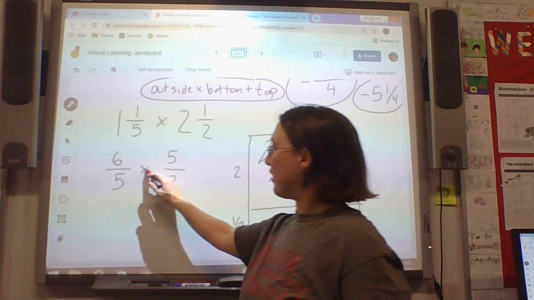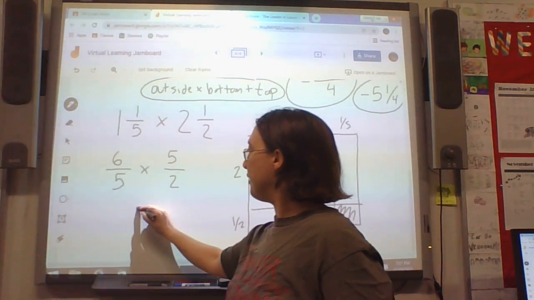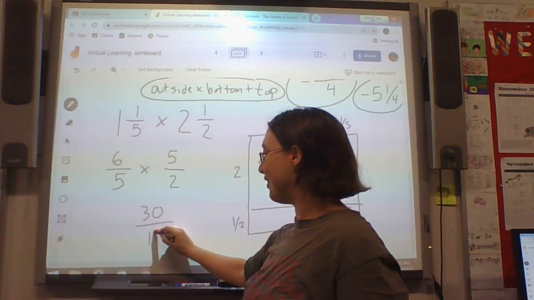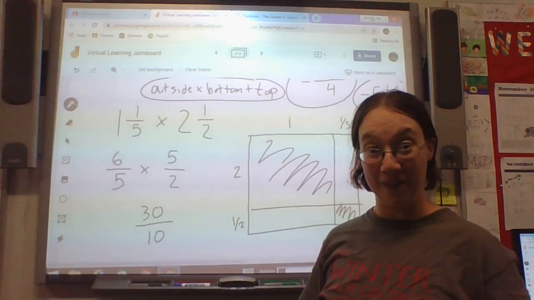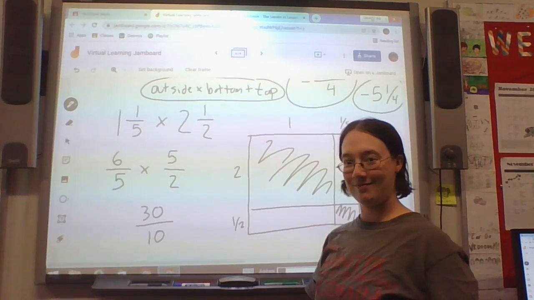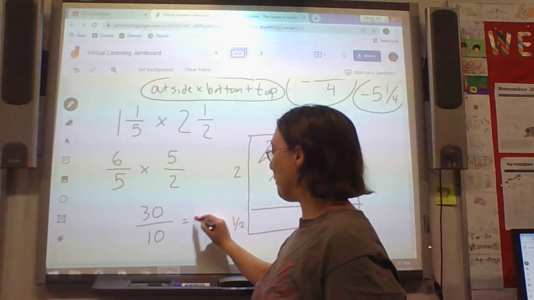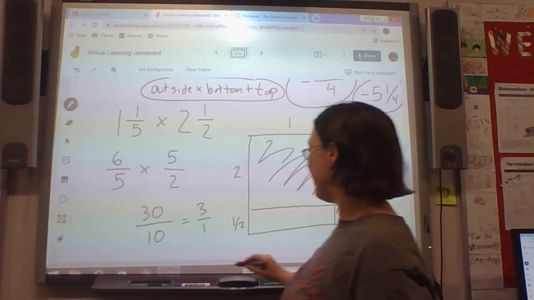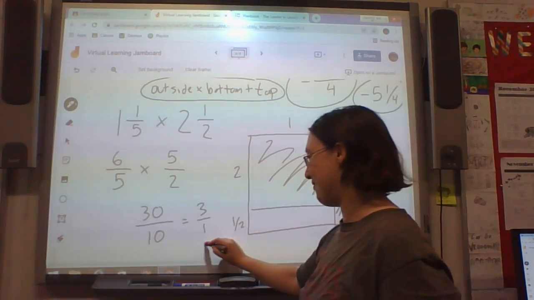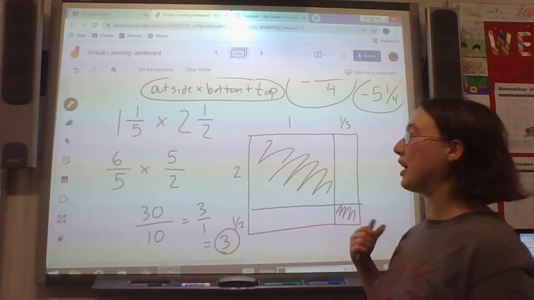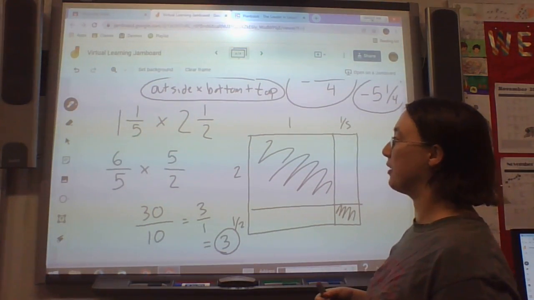So now we're taking 6 times 5, which gives you 30. And 5 times 2, which gives you 10. Ooh, hey, what goes into both of those? They both ended in 0. Yeah, they both ended in 0, 10 goes into both of those. So that's really just 3 over 1, also known as 3. So sometimes you won't end up with a fraction. Sometimes you'll end up with a whole number.